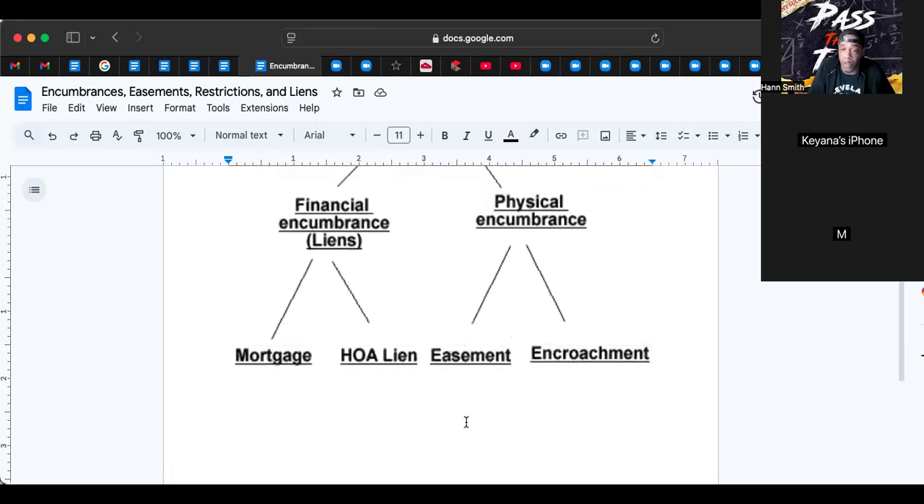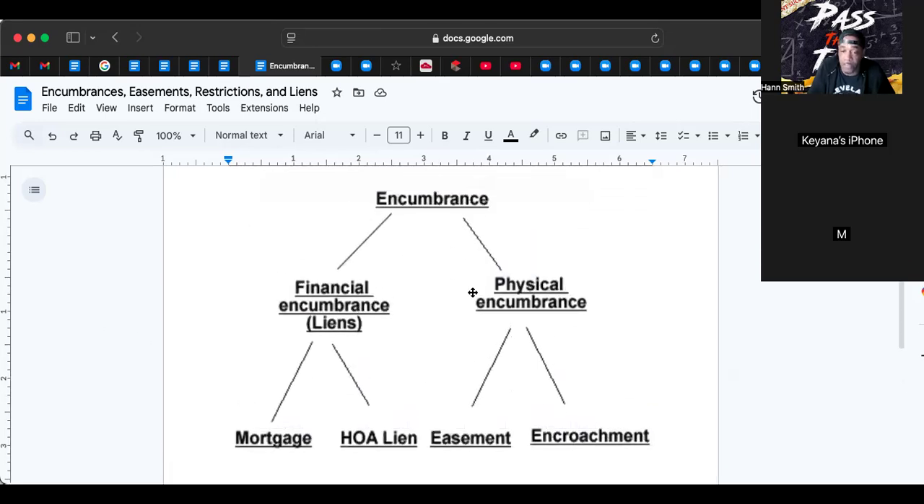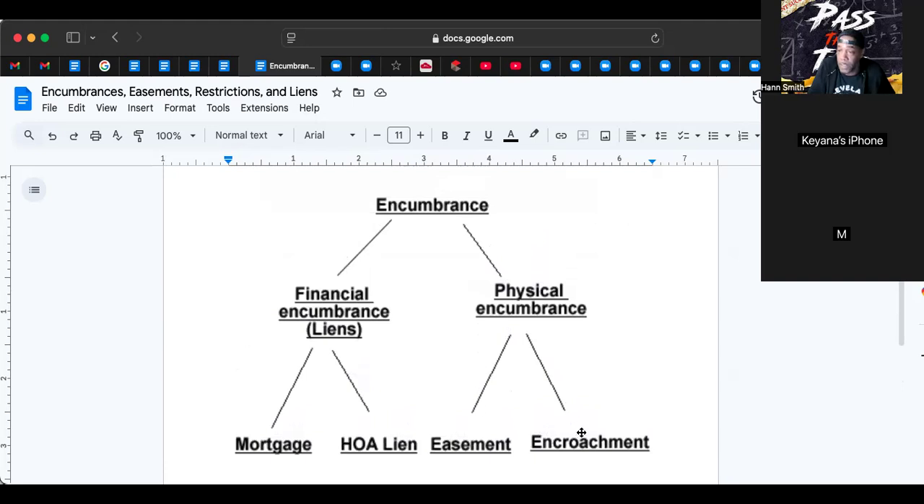And that's the best way I can explain it. Know the definitions of liens, know the definitions of easements and encroachments, and know what an encumbrance is. That's pretty much the start of it.